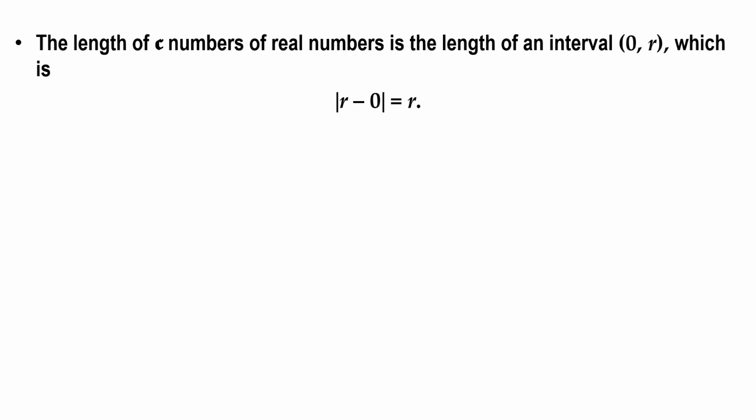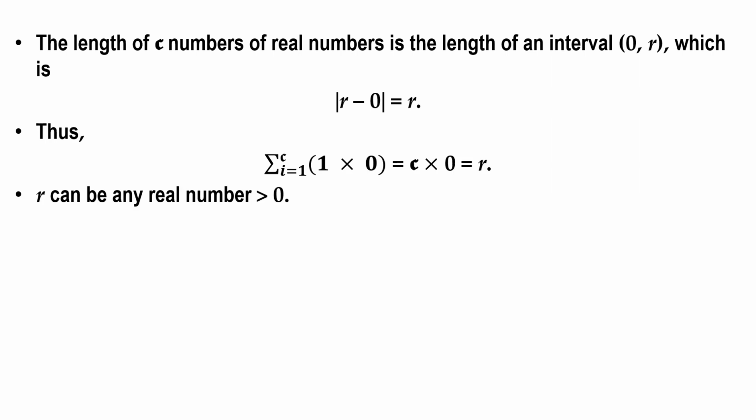The length of C numbers of real numbers is the length of an interval (0, r), which is the absolute value of r minus 0, which is r. And thus, the sum from 1 to C of 1 multiplied by 0, which is C multiplied by 0, equals r. r can be any real number larger than 0. Thus, the sum from 1 to C of 1 multiplied by 0, which equals C multiplied by 0, is larger than 0.